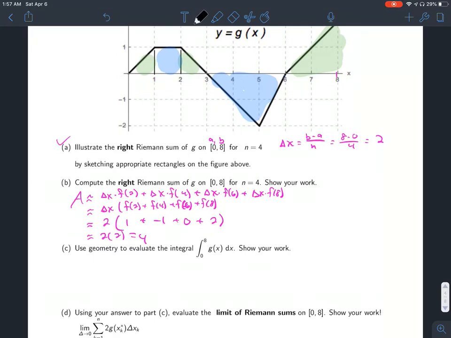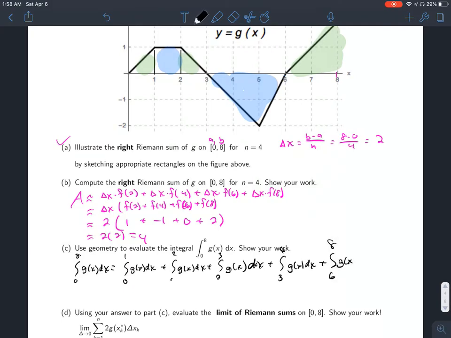So here's how I'd show my work for this. The integral from 0 to 8 of g of x is equivalent to the integral from 0 to 1 of g of x, plus the integral from 1 to 2 of g of x, plus the integral from 2 to 3 of g of x dx, plus the integral from 3 to 6 of g of x dx, plus the integral from 6 to 8 of g of x dx.